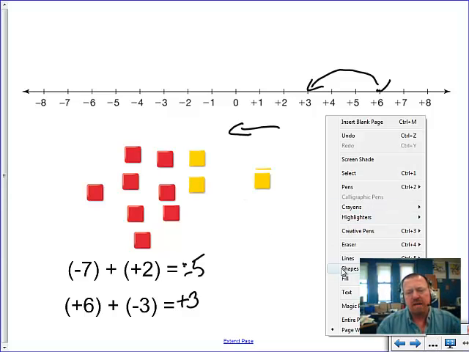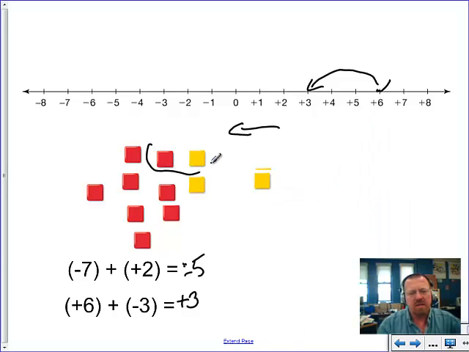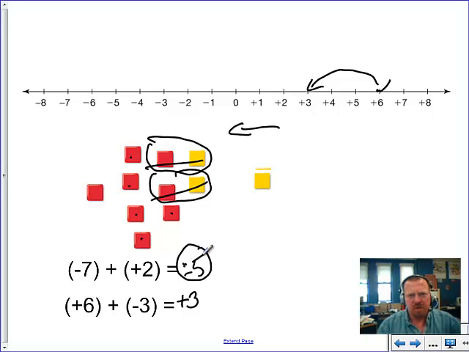So if they do that, then let's see what happens when I take those 2 out. That cancels those out there, so that's gone. Those cancel each other out there. So what I'm left with is 1, 2, 3, 4, and 5 negative tiles. That's where I got my answer. You're with me so far?